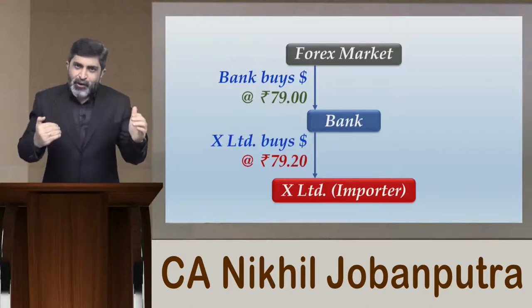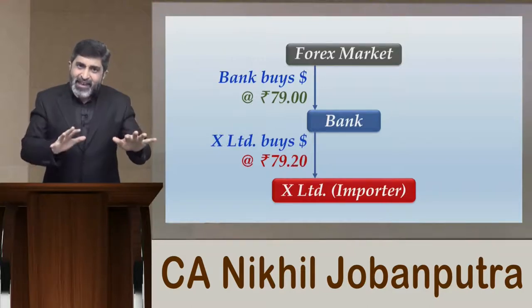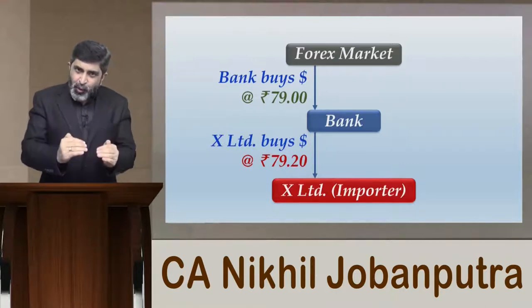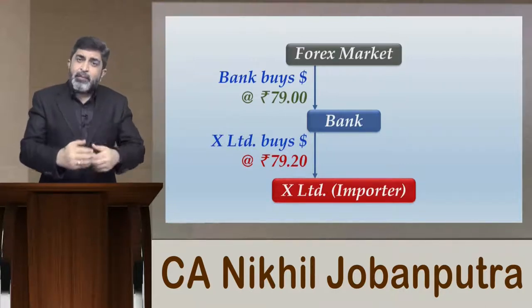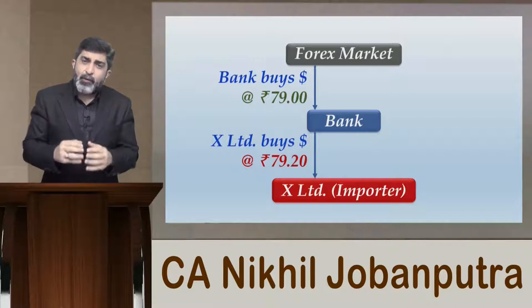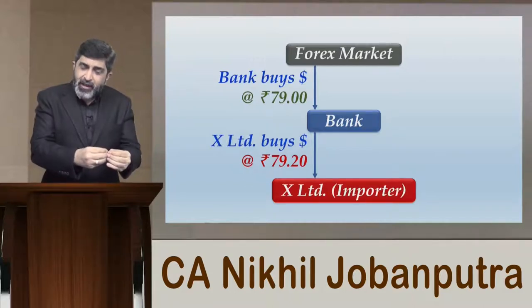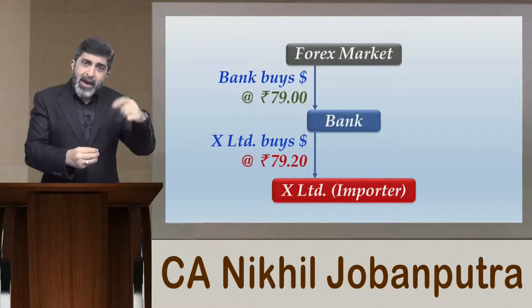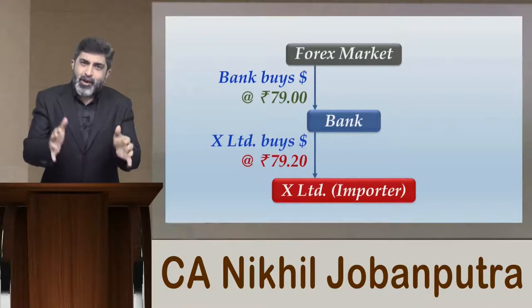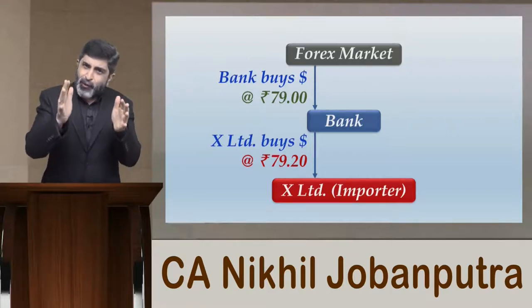In this whole chain of transactions, if this contract is settled on its maturity date, what will happen? This importer, X Limited, will pay 79.2 multiplied by US dollar 1 lakh, that is an Indian rupee value of 79,20,000, and the bank will be buying this 1 lakh dollar by paying rupees 79 lakhs in the Forex market. The bank will secure a margin of rupees 20,000 for itself.